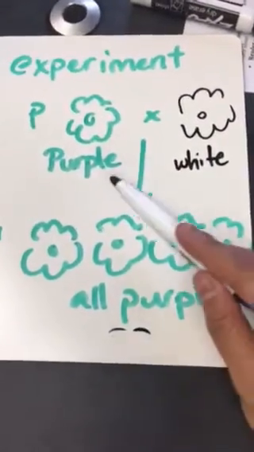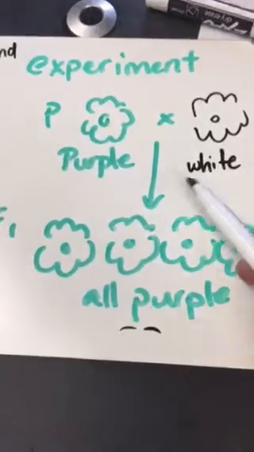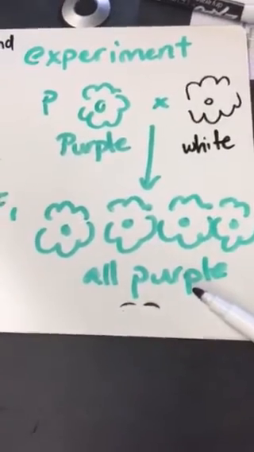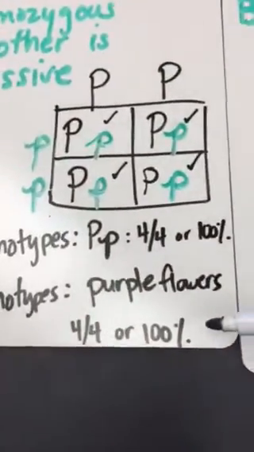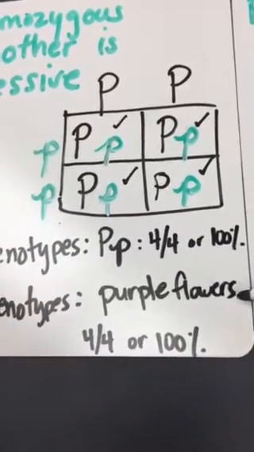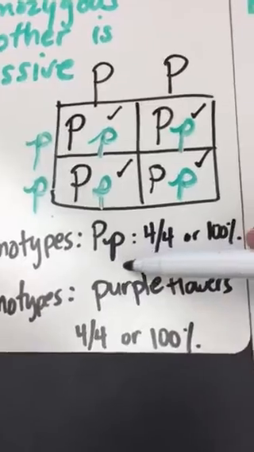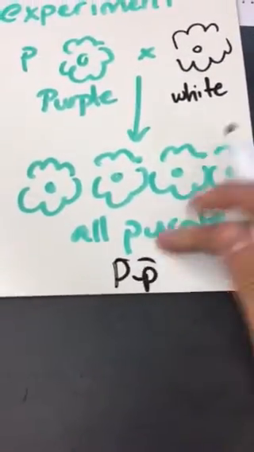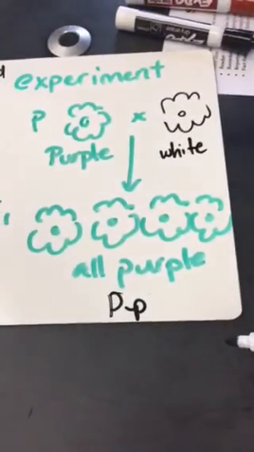So if we go back to our drawing here, when we have a purple flower and a white flower, all of them turn out to be purple because 100% of the time, no matter how many kids or offspring they have, 100% of the time they'll be purple, and 100% of the time they will be heterozygous. Okay? So heterozygous. Okay?